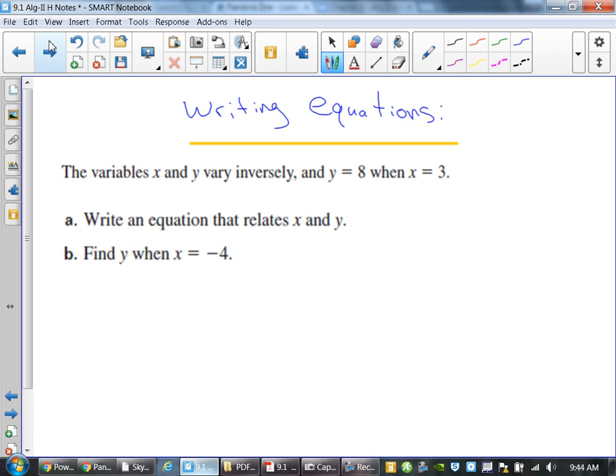Y equals 300 over x. We found that the value of k was constant. It was always the same thing. So that's your constant. And we knew that was inverse because if we take 300 divided by x, it's always going to give us that y value.